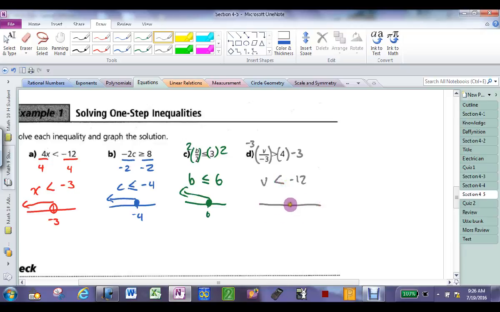I graph it. What's the only number that matters? Negative 12. Was my letter first? So I follow the sign. Closed dot or open dot? Open.